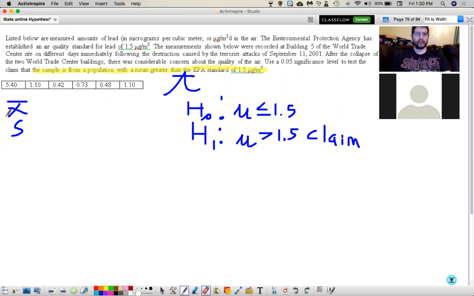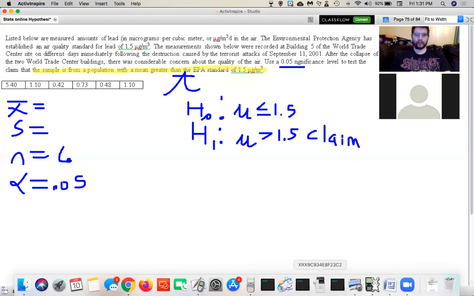So this one involves a data set. This is problem number 4, I believe. So let's write down the information. N is 1, 2, 3, 4, 5, 6. S and X bar, we need to calculate. Okay. Alpha, 0.05. Right there. And let's just grab our calculator and see what happens.